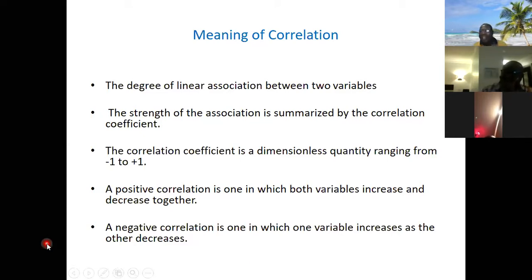So in statistics now, the inverse proportion is actually negative correlation, while direct proportion is positive correlation. So it's just a nomenclature. Most of those terms you see in statistics are borrowed from mathematics.